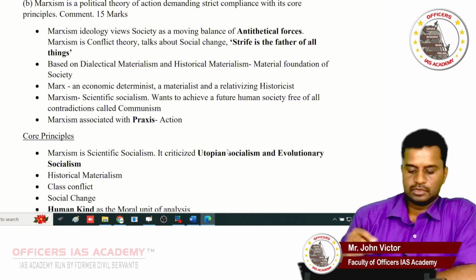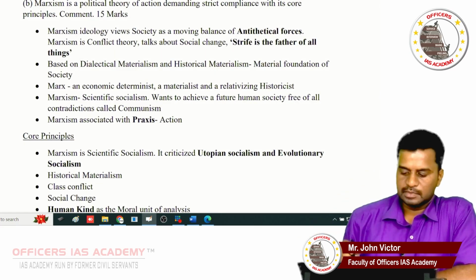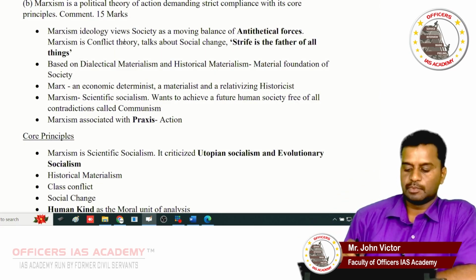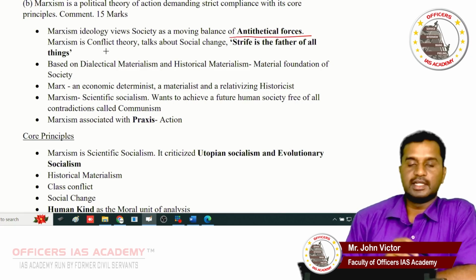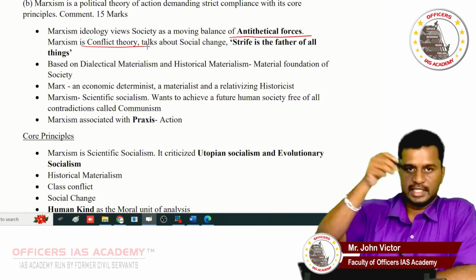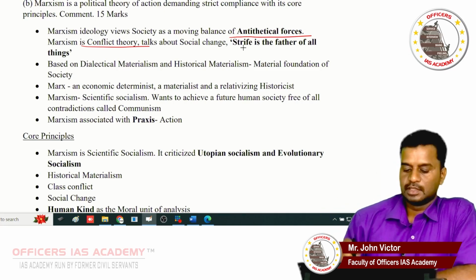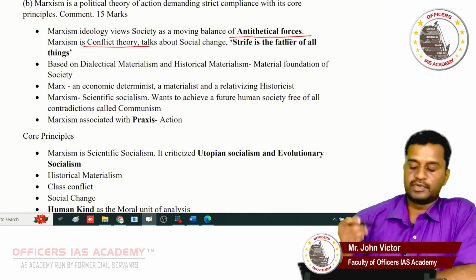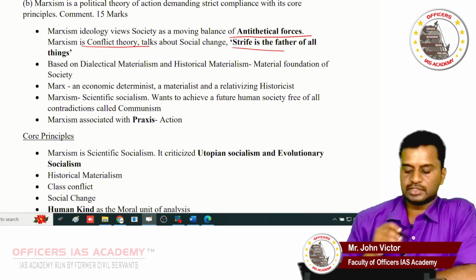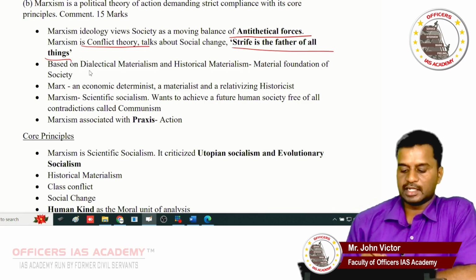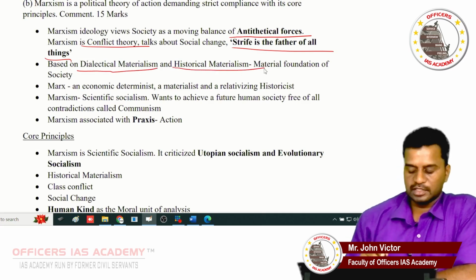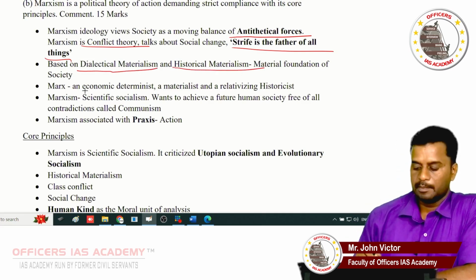So Marxism is basically viewing society as a moving balance of antithetical forces. It is a conflict theory. These key terms should be present in your answers. It views society based on conflict. Strife is the father of all things. It is based on dialectical materialism and historical materialism. Marx himself was an economic determinist, materialist, as well as a relativizing historicist.